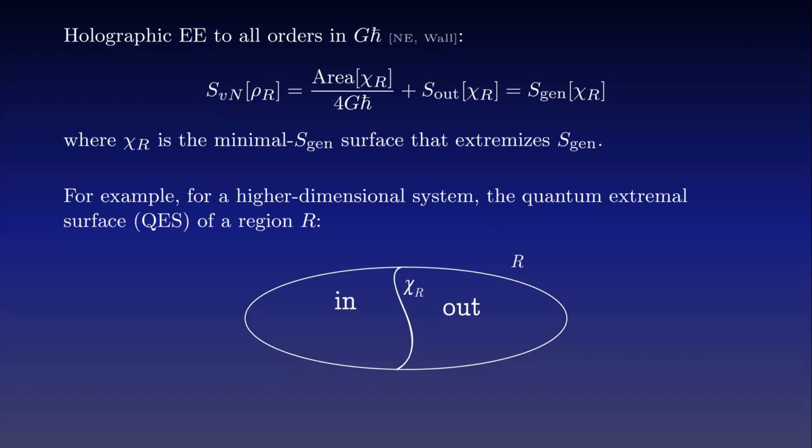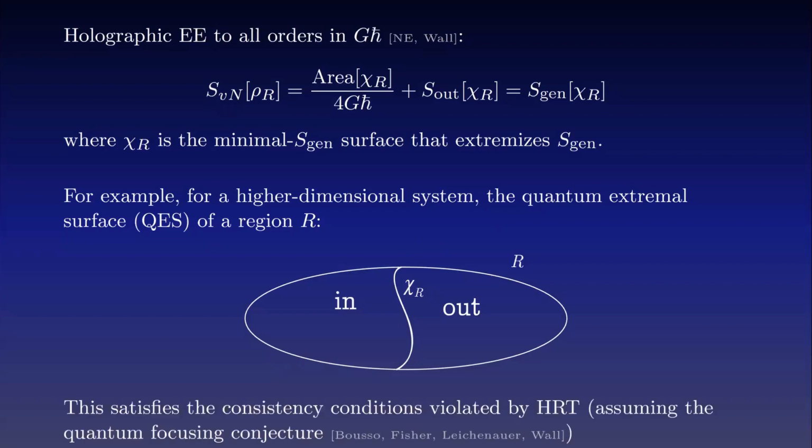Okay, so now we're armed with an evaporating AdS black hole and a prescription for computing the von Neumann entropy. And I should say, if you were worried about the consistency conditions that I mentioned two slides ago, this prescription does satisfy those under a fairly mild assumption about what the quantum fields are doing, known as the quantum focusing conjecture.